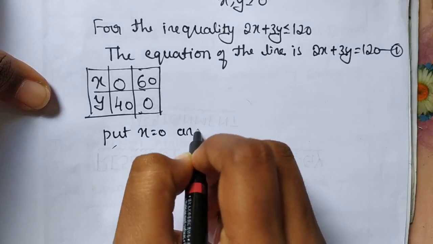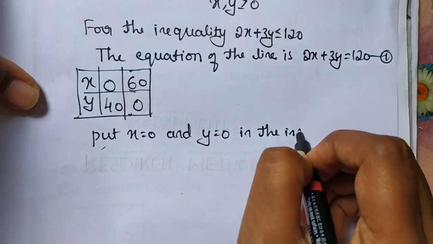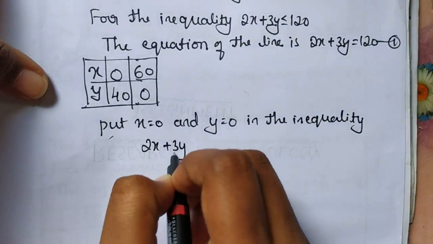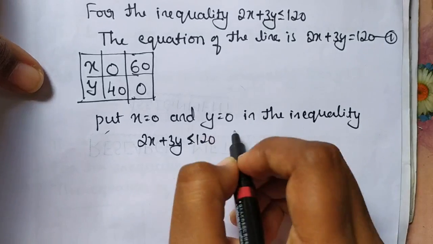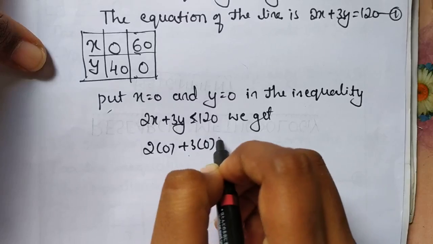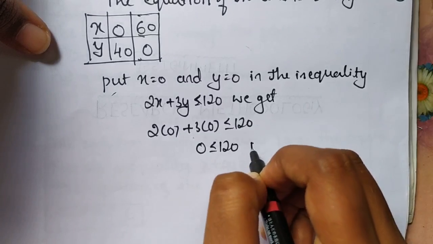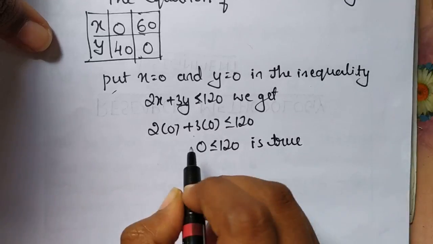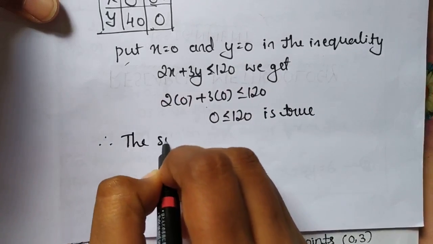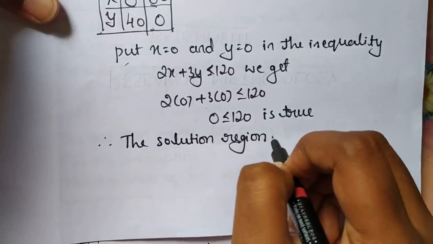Next, to find the solution region, put x equals 0 and y equals 0 in the inequality 2x plus 3y is less than or equal to 120. We get 2 into 0 plus 3 into 0 is less than or equal to 120. 0 less than or equal to 120 is true. The origin is satisfying the inequality, therefore the solution region lies towards the origin.